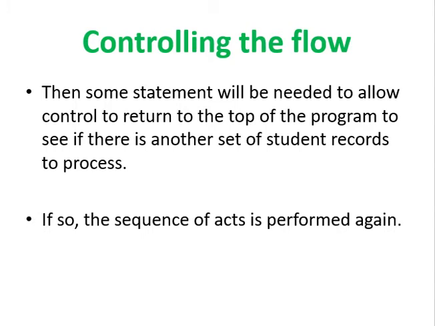Then some statement will be needed to allow control to return to the top of the program to see if there is another set of student records to process. Because as per the previous statement, we need to calculate the average for each student of 5 courses. Maybe the class has 10 students, so one by one all students. Once the average is found for one student, the loop moves to the start again, and gives the input for the second student, then third student, then fourth.